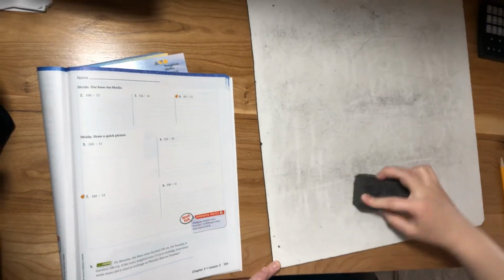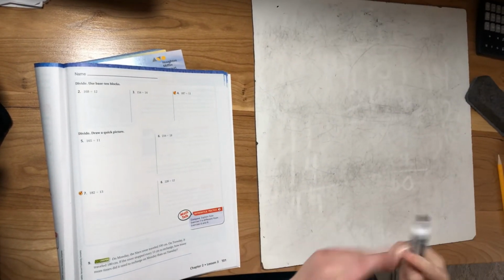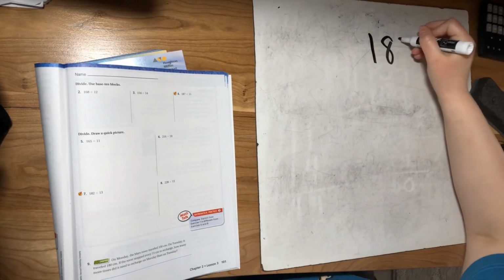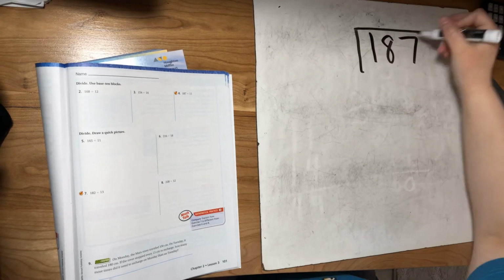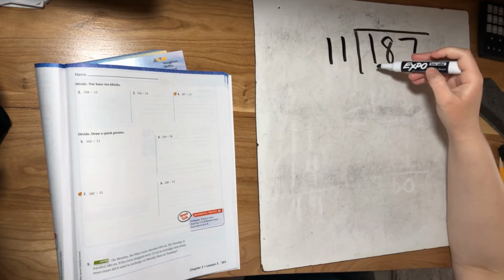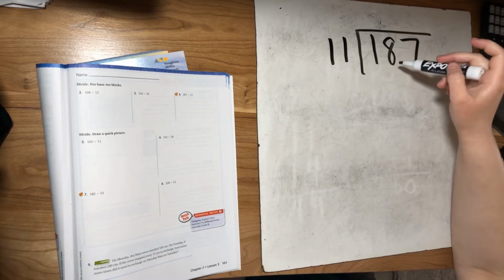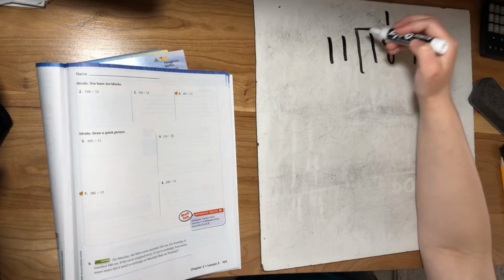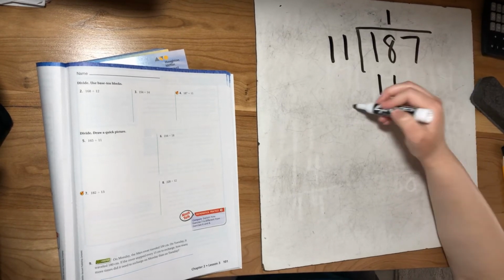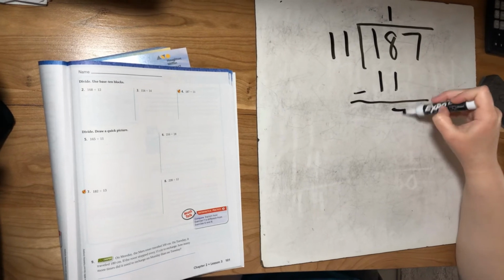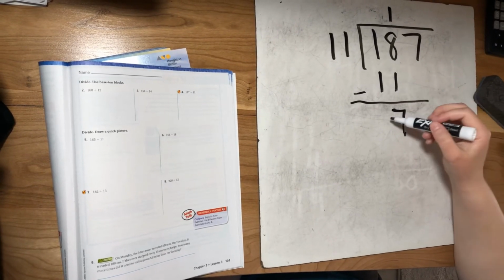All right, let's do one more. 187 divided by 11. All right, so 11 goes into 1? You can't do it, so we're going to go into the 18. 11 goes into 18 one time. 1 times 11 is 11. Subtract it. 8 minus 1 is 7. 1 minus 1 is 0.